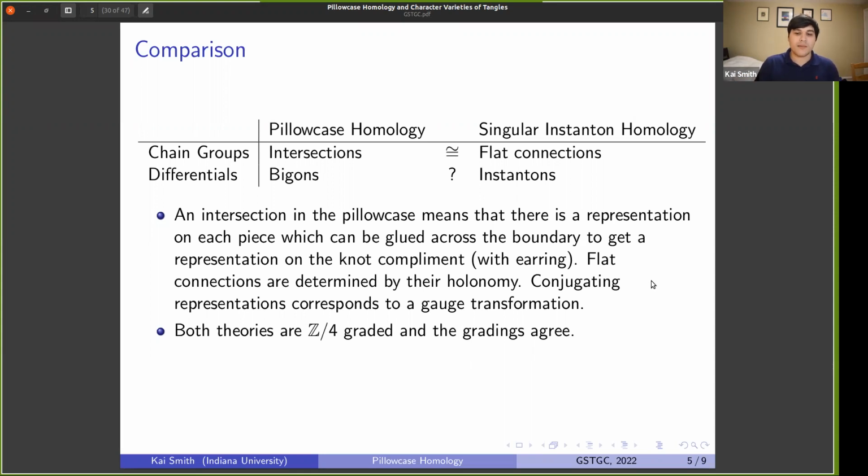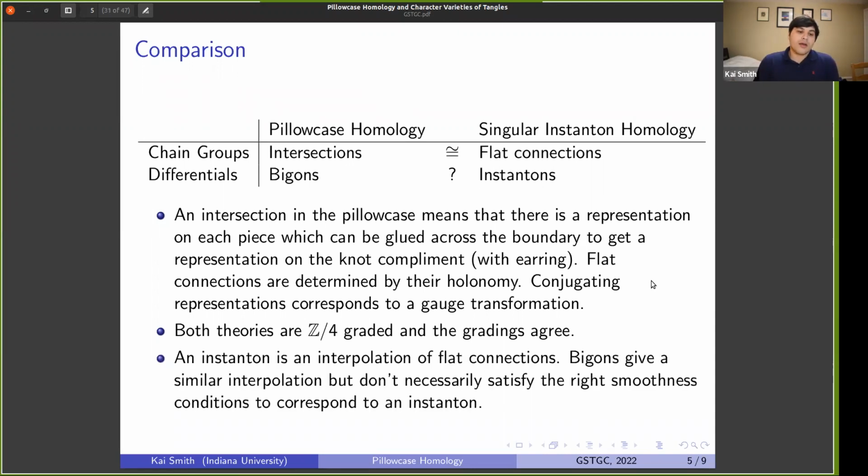Modding out by the gauge group in the singular instanton homology case corresponds exactly to modding out by conjugation by elements of SU2, which is what we did in the pillowcase homology. One thing to note is that both of these theories are Z4 graded and the gradings agree. So in terms of the chain groups, they're identical, but things aren't as clear for the differentials.